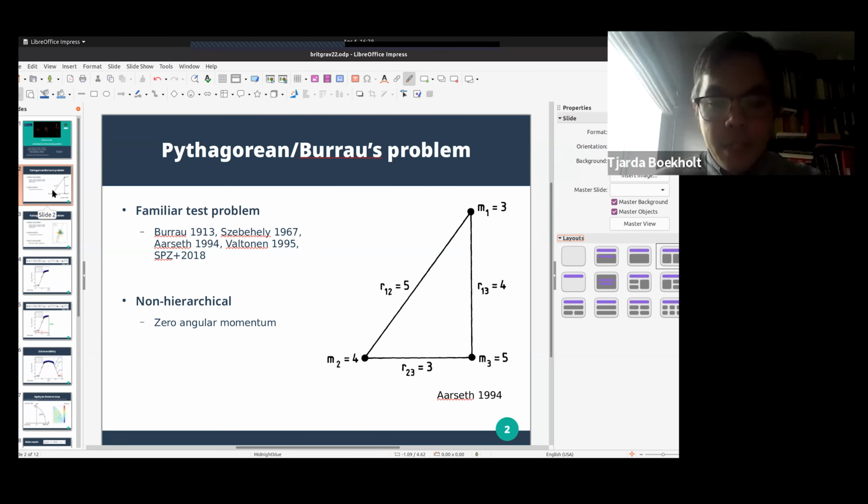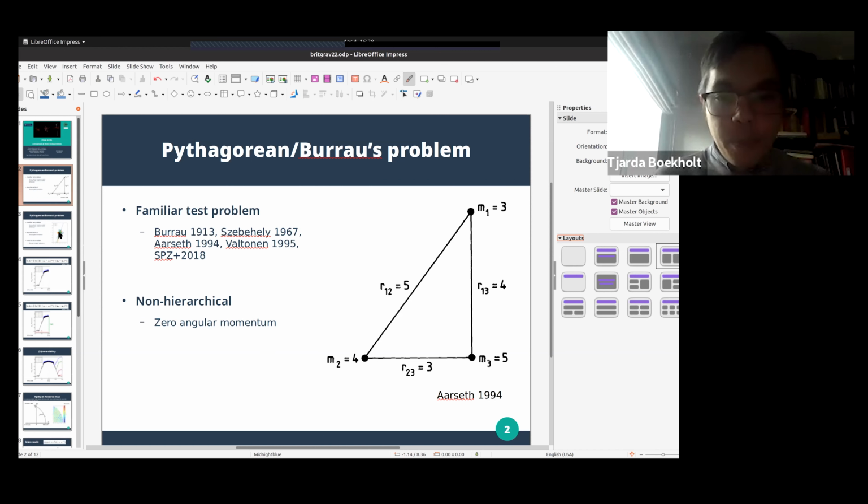Yeah, so here on the right, you can see this triangle, which is the initial condition for a chaotic three-body problem, which consists of a triangle with sides 3, 4, 5, and the masses are placed at the corners of this triangle, and they also have masses 3, 4, and 5. And this initial condition was introduced over 100 years ago and first solved with pencil and paper. And then later in the 60s, with the advent of computers and N-body simulations, it was solved on a computer. And ever since, it's a nice textbook example of a chaotic triple system.